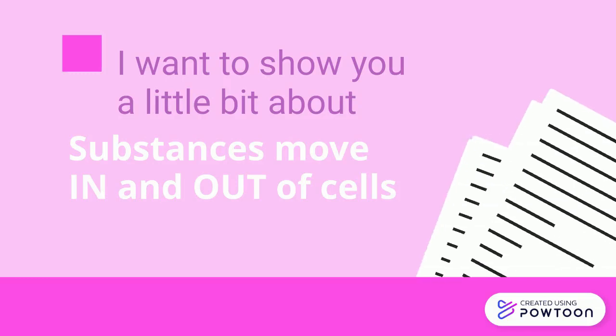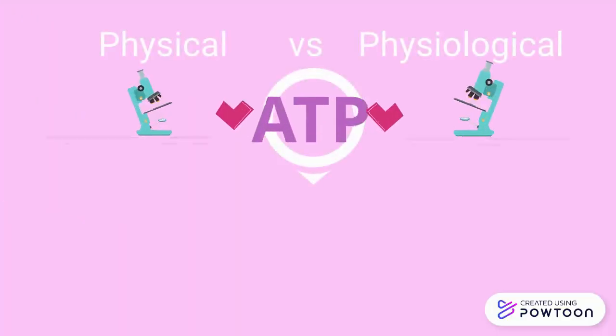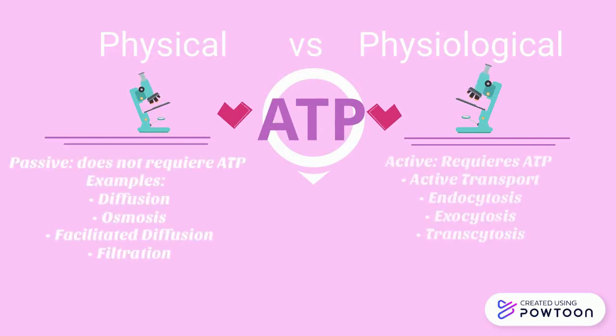Today I want to show you a little bit about how substances move in and out of cells in a more simplified version so we can understand it a little bit better and a little bit faster. There are two main ways substances move in and out of cells, one of them being physical and the other one being physiological. The difference is that physical is passive, it does not require ATP, and physiological is active, which does require ATP. Now you may ask, what is ATP? ATP is adenosine triphosphate, which is just a complicated way to say energy carrier cells.